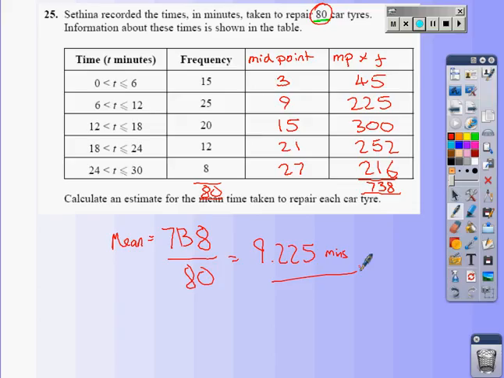Key thing is to understand why we're doing each part, because you'll never remember that just by a method in the exam.